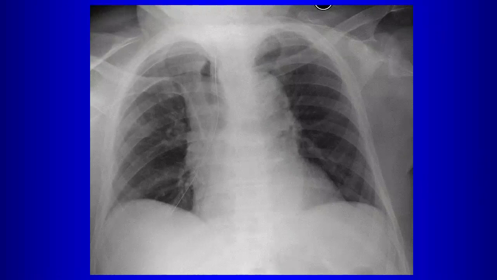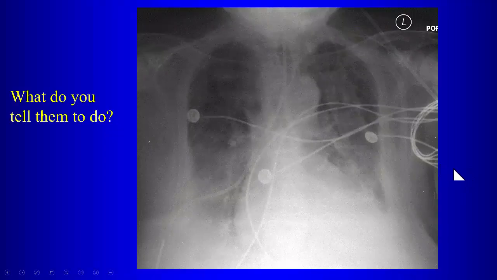What about this case? Okay, right. So here we have a right subclavian line, that looks okay, but there's this enteric tube, it's coming down and going this way, right? There's the side hole. So this has gone into the airway, so of course we need to get this fixed as soon as we can. What about this case?